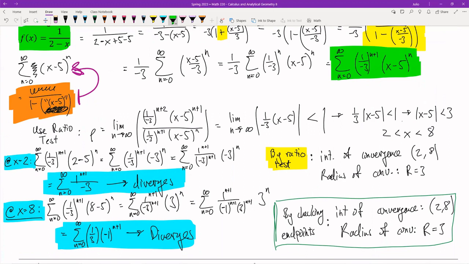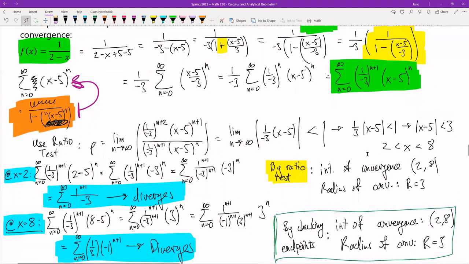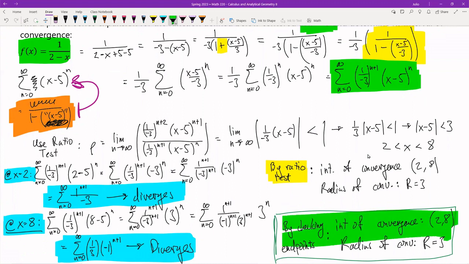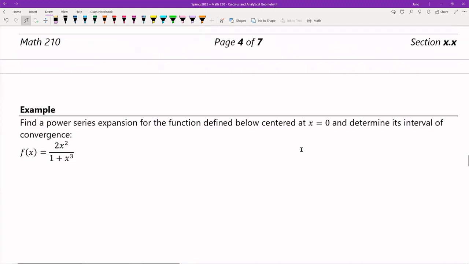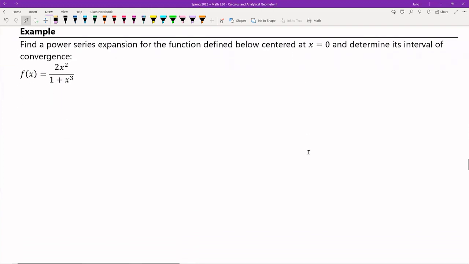So my two functions, my f of x and my power series, converge at these x values right here with these endpoints. Okay. Not bad, right? Not bad. Okay. I think I have one more example. I do have one more example.